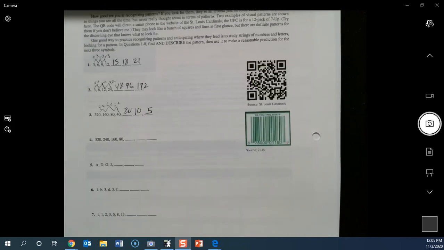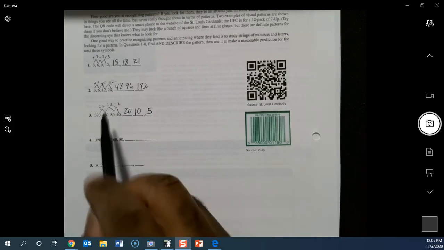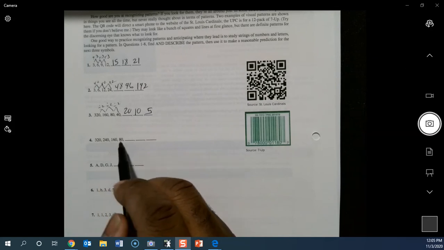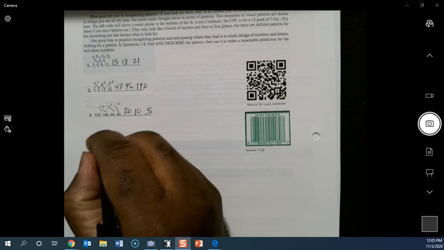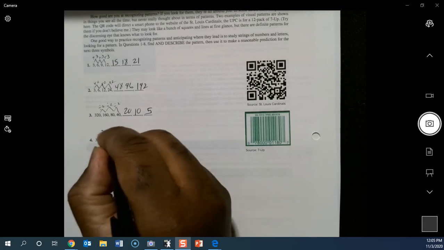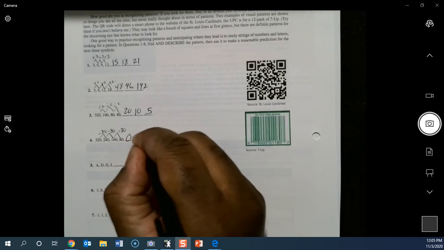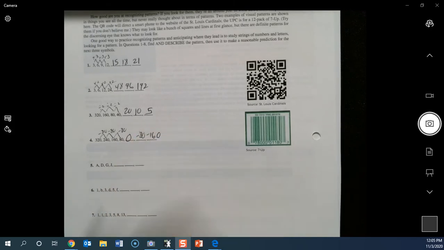Now we come here to number 4. We have 320, 240, 160, 80. It's going down, so first we'll try subtraction. This went down by 80, this went down by 80, this went down by 80. So we're subtracting 80 from each value. So this would be 0, negative 80, negative 160.